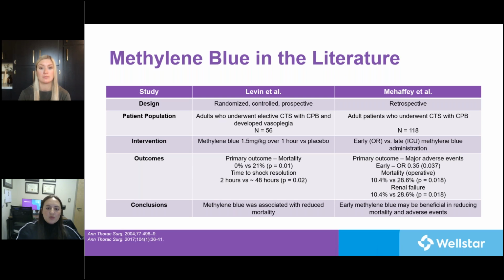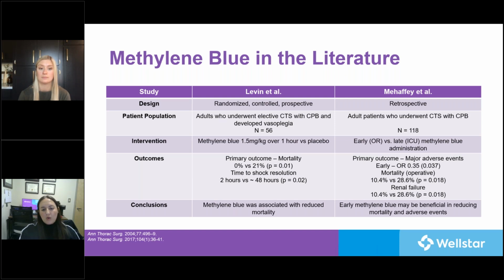Mahaffey and colleagues did a retrospective study, and they were kind of looking to see what timing would be the most appropriate to give methylene blue in this patient population. And so they looked at adult patients who had undergone CT surgery, and they compared early administration to late administration of methylene blue. Early administration was giving methylene blue in the OR, compared to late, which was once the patient made it to the ICU.